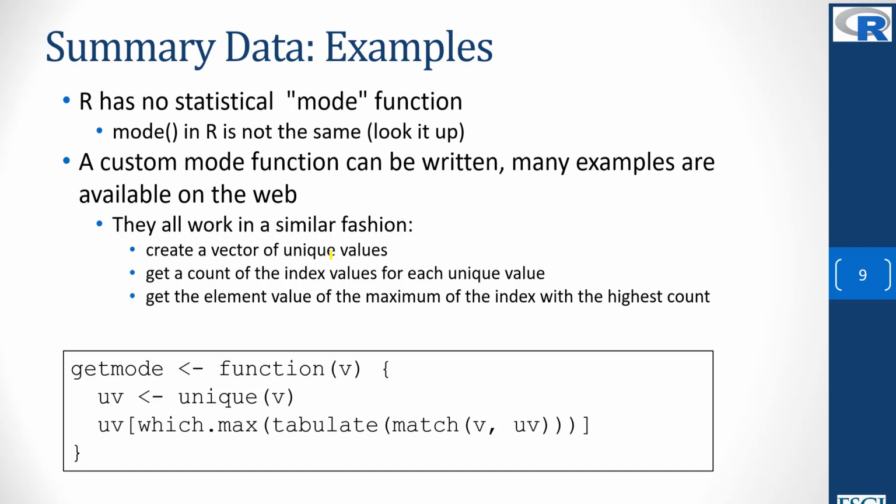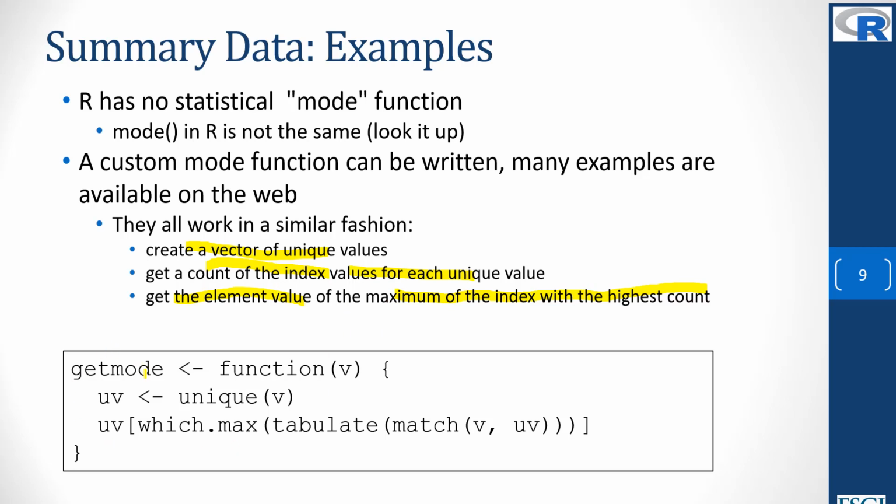They look at the data and find a vector of the unique values in that data. If a value occurs twice in the vector, they're only going to list that value once. Then they get the count of the index values for each unique value. So they look at how many times each of those unique values occurs in the original data vector. Then they find the maximum number of indexes that occur with the values, and that's going to be the index of the mode value. And so they find that maximum value, and then they extract the element value from the original data vector, and that's your mode.